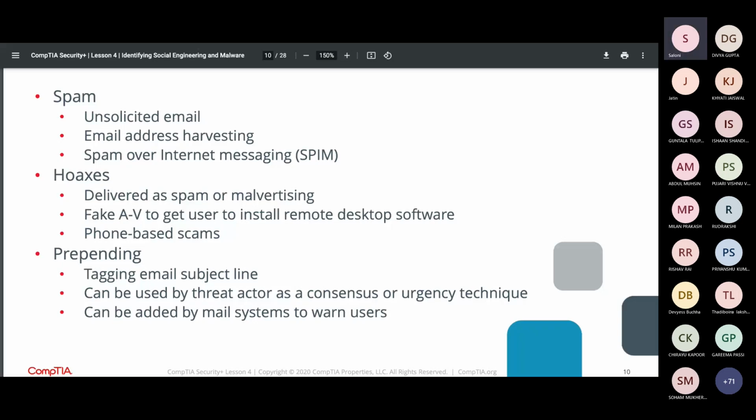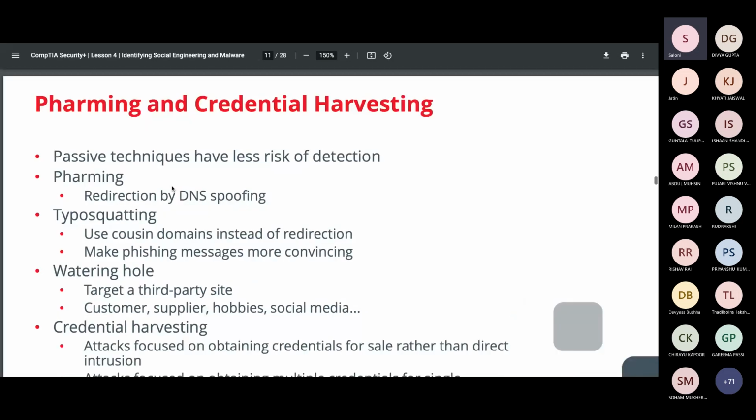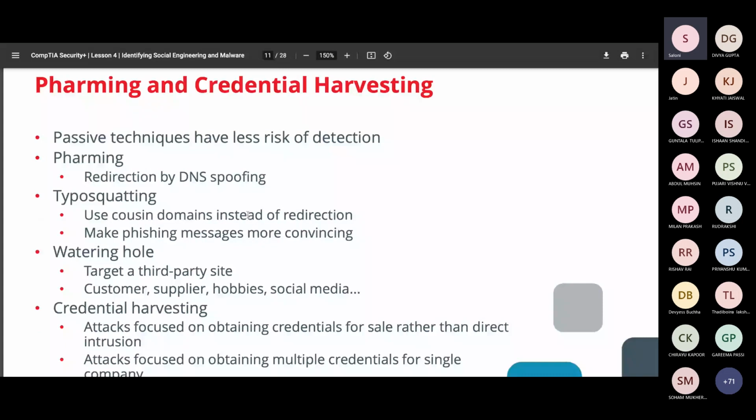Okay, guys. Then we have pharming and credential harvesting. Direct messages to a single contact have quite a high chance of failure. Other social engineering techniques still use spoofed resources such as fake sites and login pages, but rely on redirection or passive methods to entrap the victims. So there are passive techniques which have less risk of detection.